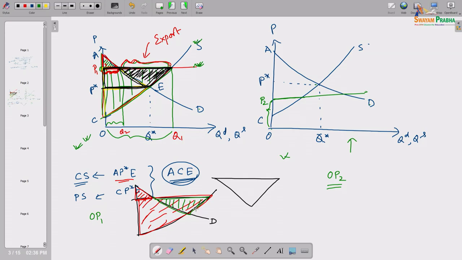Let us stop here. In the next lecture, we will show what happens in the import situation, in the right panel. Let us stop here.